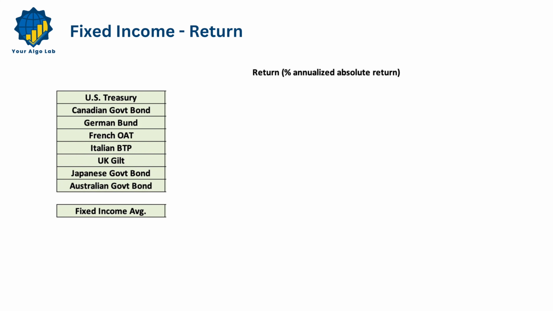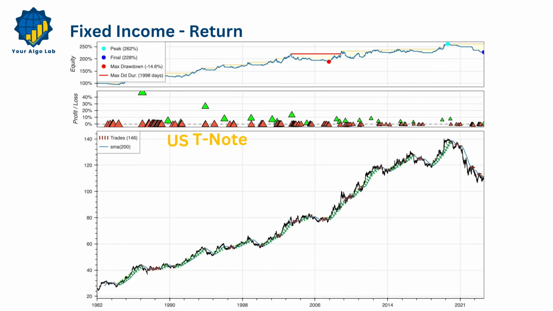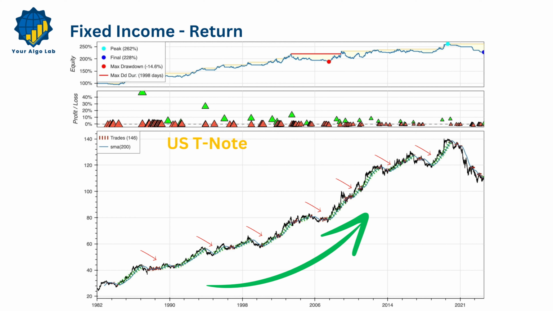Regarding absolute return, long-term resampled moving averages do not perform well on bond prices. None of the strategies outperformed the benchmark. This is partly due to the extended period of decreasing interest rates, which has created a prolonged bull market with no significant bear markets. Consequently, the retracements are minor and can be seen as mere pullbacks within the bull market. This results in numerous false signals when bond prices pull back and then revert to the bullish trend.